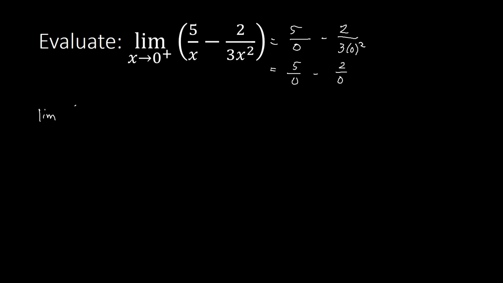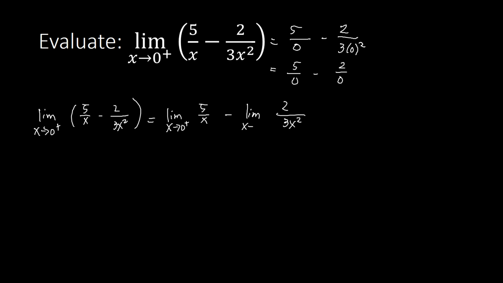So the limit of 5 over x minus 2 over 3x squared as x approaches 0 coming from the right side. Since this is a difference of functions, we can actually write it as the limit of 5 over x as x approaches 0 from the right side, minus the limit of 2 over 3x squared as x approaches 0 from the right side. And then we try to get the limit of each.